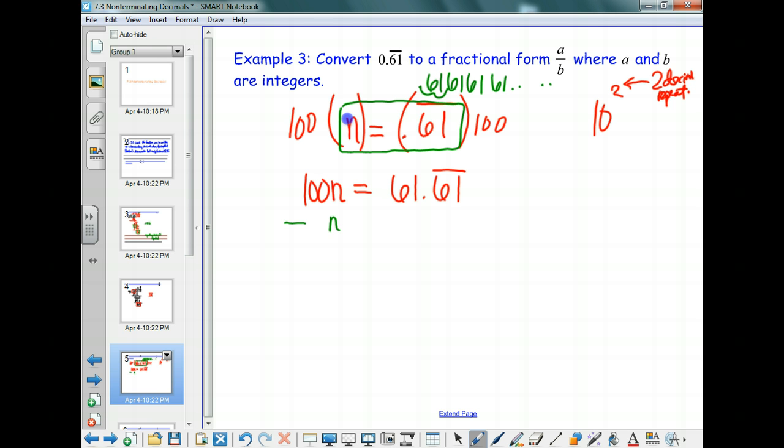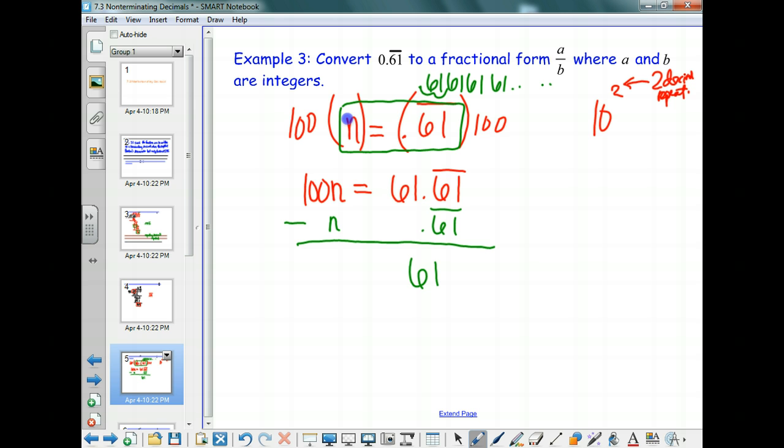It looked like n on the left, and it looked like 61 repeating on the right, because n and 61 repeating are the exact same value. We said n equals 0.61 repeating. So we can subtract like terms to make that work. And that's really friendly, because what happens on the right-hand side when I take 61 repeating and subtract the 61 repeating? I get 61.